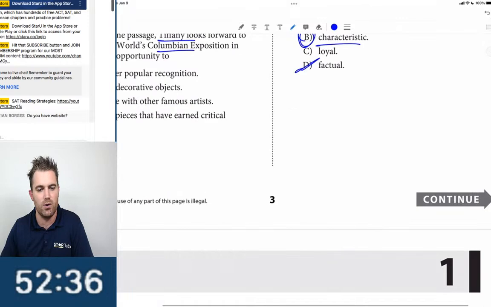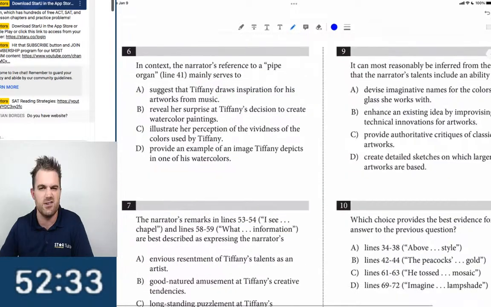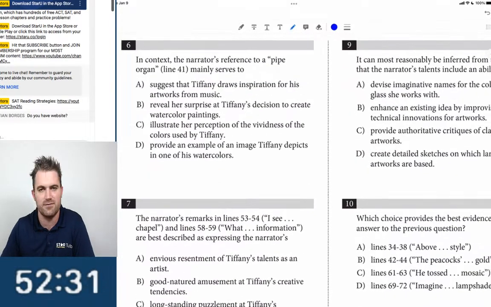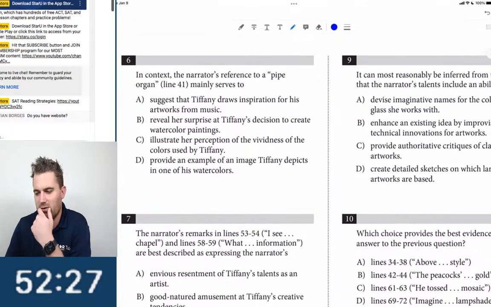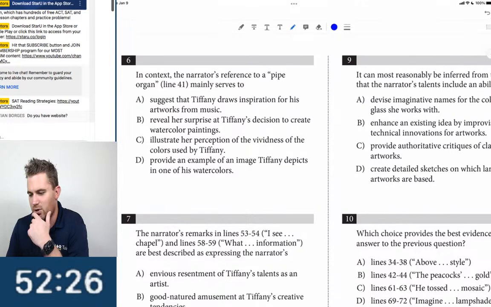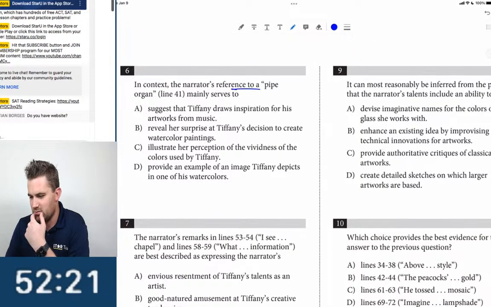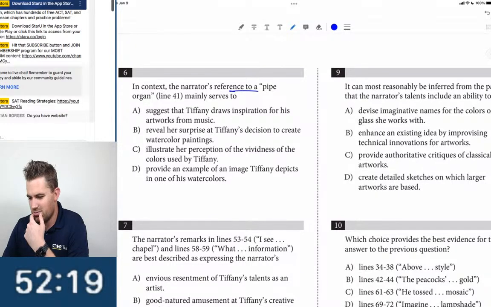Characteristic, true Tiffany style, right? It's characteristic of Tiffany. I don't think it's loyal, although loyal makes kind of sense in that one. I don't think it makes sense in terms of plugging it into that sentence. Context: there is reference to a pipe organ, which mainly serves to provide an example of an illustrated perception of the vividness of colors. I think it's C, right? Illustrated perception of the vividness. That's where they're talking about all that stuff.